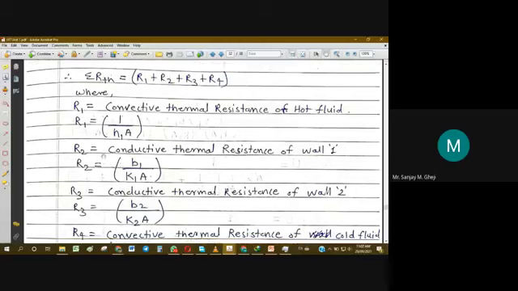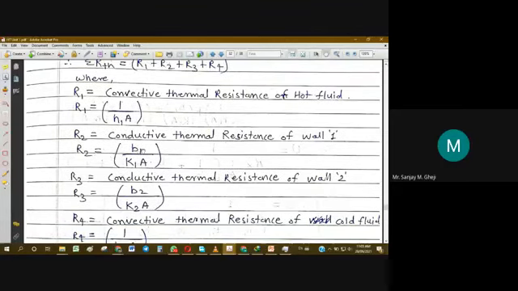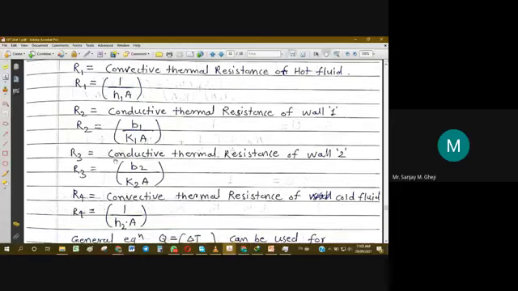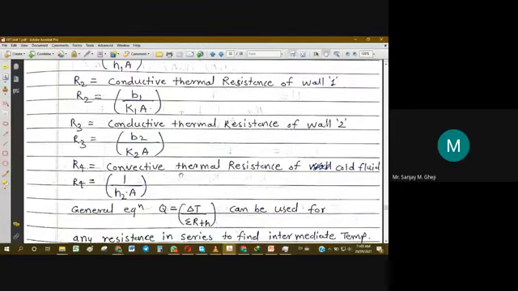Then R2, this is conductive thermal resistance. It is given by the general formula B upon K. Since this is for plate 1, R2 equal to B1 upon K1 into A. B1 is the thickness and K1 is the conductivity of first plate material. Then R3, conductive resistance of second wall. So it is B2 upon K2 into area. And the last one is again convective resistance of cold fluid. So it is 1 upon H2 into area.